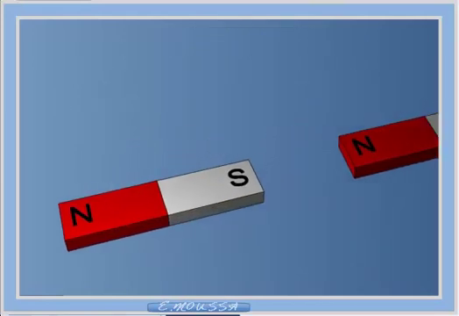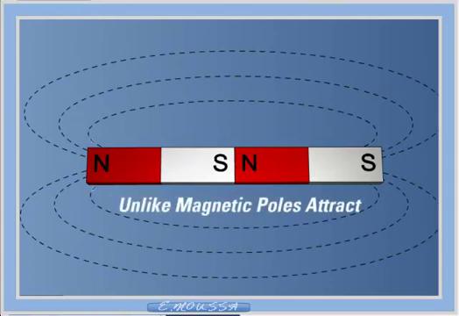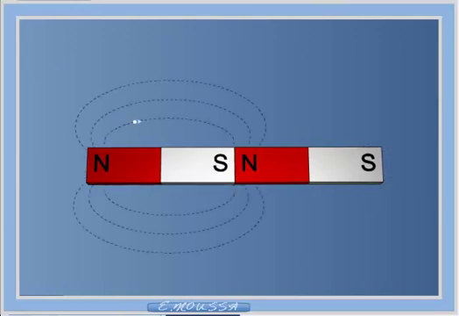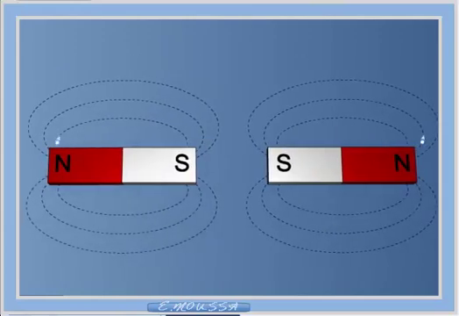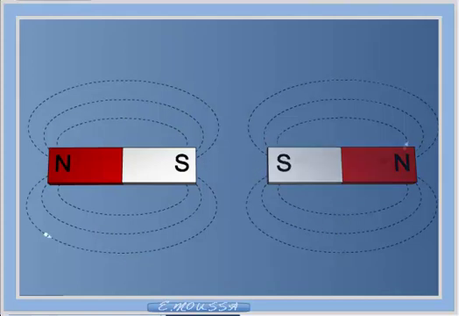When the unlike poles of two magnets are brought together, their lines of flux combine and tend to pull or attract the two magnets together. We can conclude that unlike magnetic poles attract one another. Conversely, when the poles of the same polarity are brought together, the lines of flux produce a force that tends to repel the magnets apart. We can then say that like magnetic poles repulse one another. This attraction and repulsion plays an important role in the operation of an electric motor.